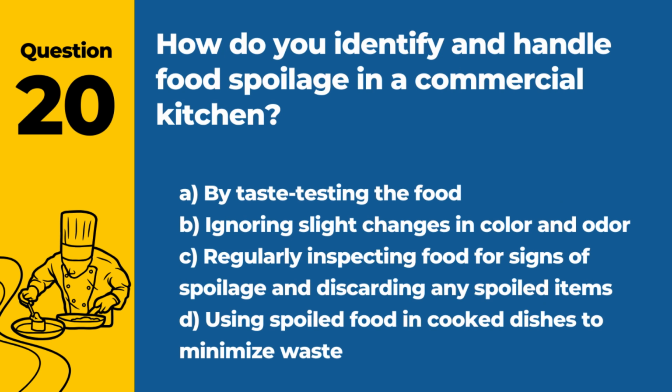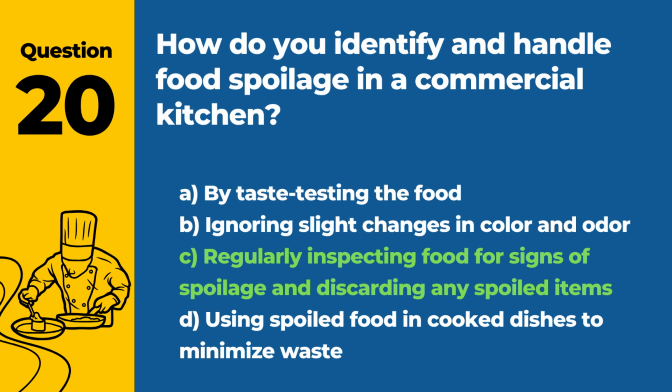Question 20. How do you identify and handle food spoilage in a commercial kitchen? A. By taste testing the food. B. Ignoring slight changes in color and odor. C. Regularly inspecting food for signs of spoilage and discarding any spoiled items. D. Using spoiled food in cooked dishes to minimize waste.